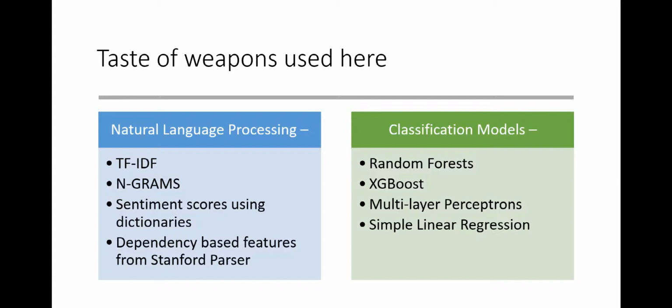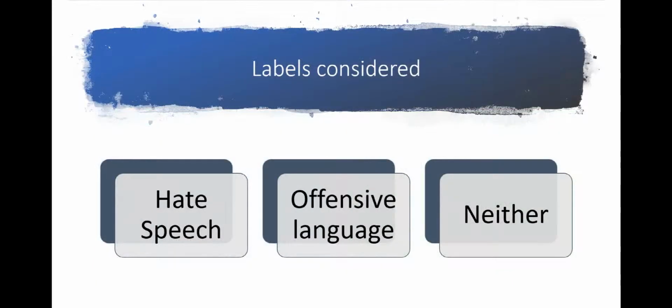And after that, we have used the multi-layer perceptrons also, which are basically a classification algorithm used in several different applications. And after that, we have considered the simple linear regression, which we have used as a benchmark model, as it has been trained by weighting it with the hate words. And just to mention, the labels which we have considered here are hate speech, offensive language, and neither. So we have distinguished already between hate speech and offensive language.